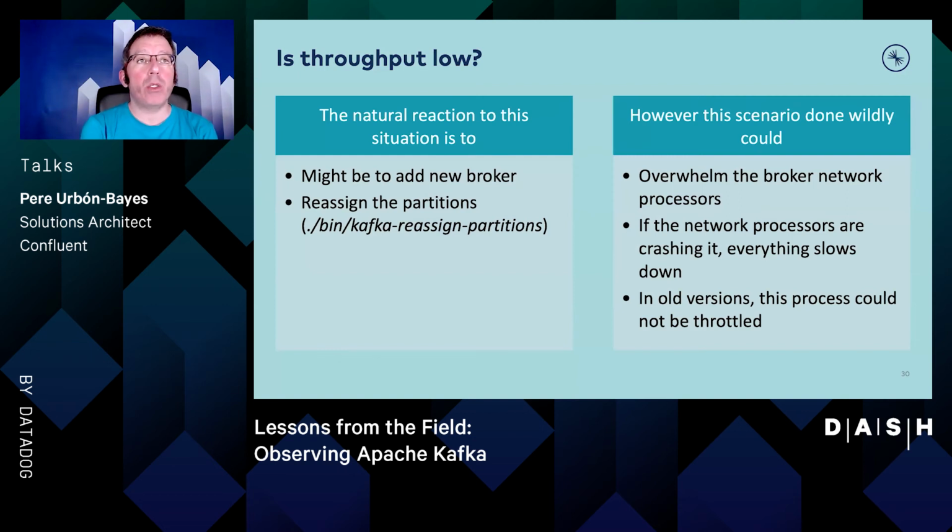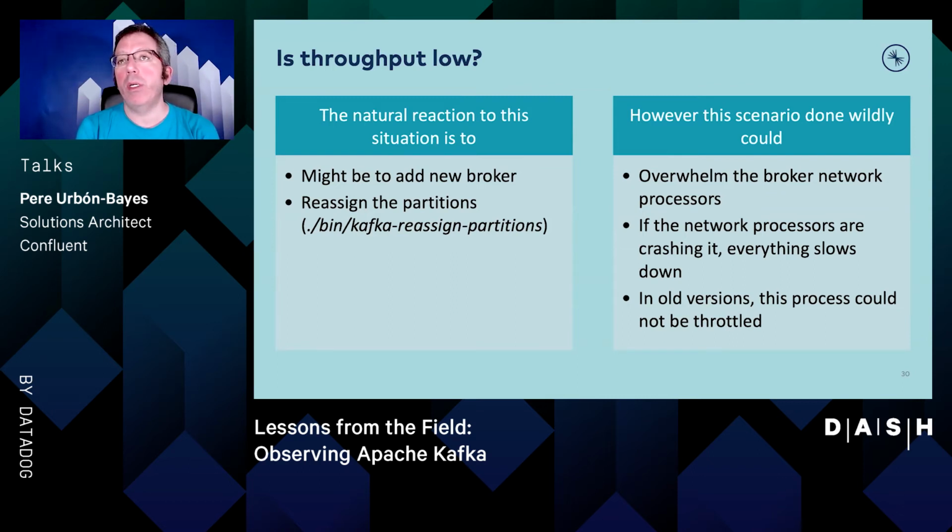A natural reaction to this is maybe to add a new broker and reassign some partitions. You can do this with the Kafka reassign partition tool or with Confluent Rebalancer, because when Kafka has a new broker, as of now, it still needs to move some of the old partitions manually there.